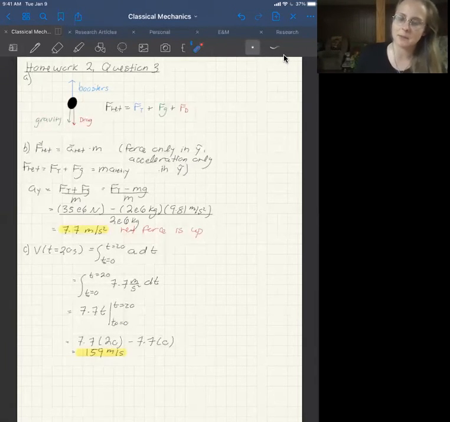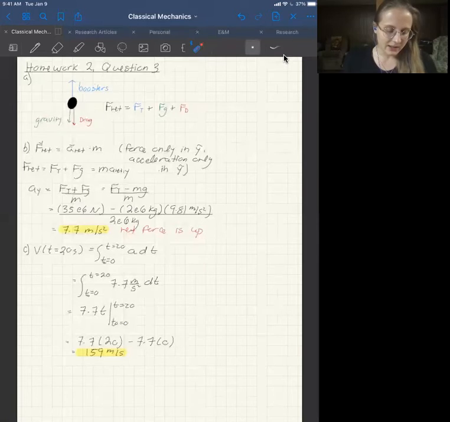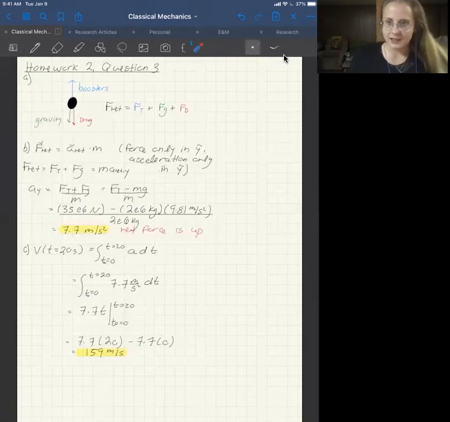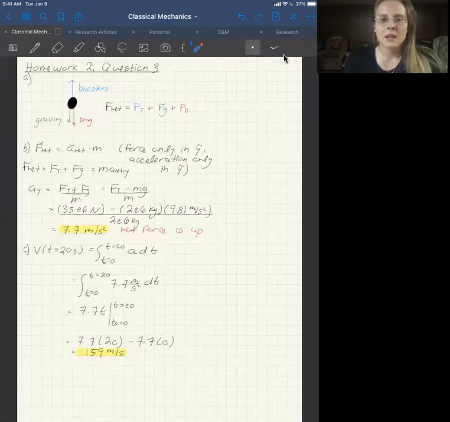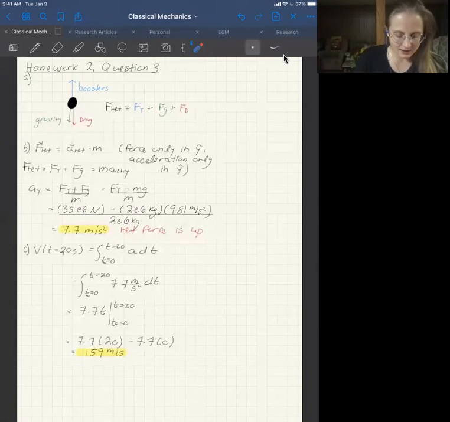And so the last part of this problem wants you to calculate the velocity of the rocket at 20 seconds using the acceleration you found previously. So assuming that this acceleration is constant throughout at least those 20 seconds, we can say that the velocity at 20 seconds is equal to the integral of acceleration with respect to time from the initial time, which I'm going to say is 0 seconds, to 20 seconds.